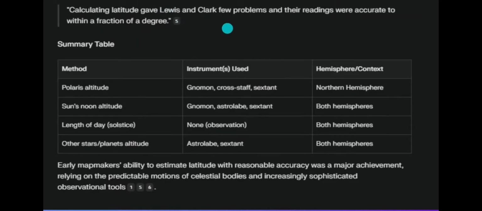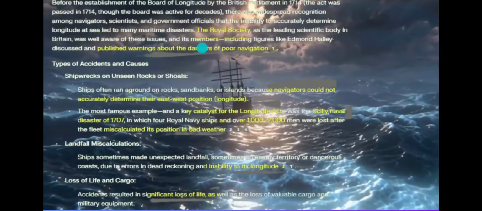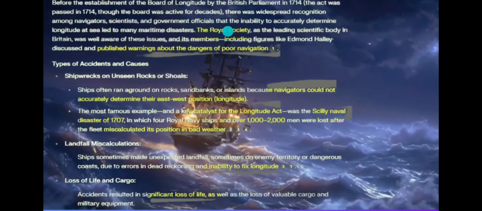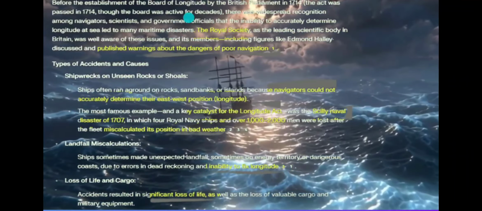So then, even with, say, Lewis and Clark, they couldn't know where they were, right? Because they had to be accurate within a fraction of a degree, and they were using tools that were notoriously wrong. And if you look through the historical record, they say it was trouble. There was a whole bunch of trouble. But if you look at who put forth the warnings of the trouble, it was entirely the Royal Society, right? So before the establishment of the Board of Longitude, there was widespread recognition of the inability to accurately determine longitude. This is the story.